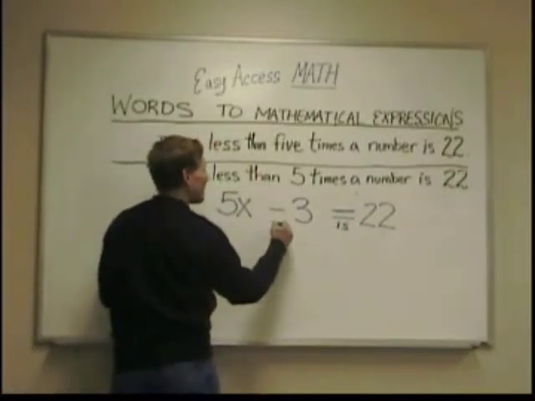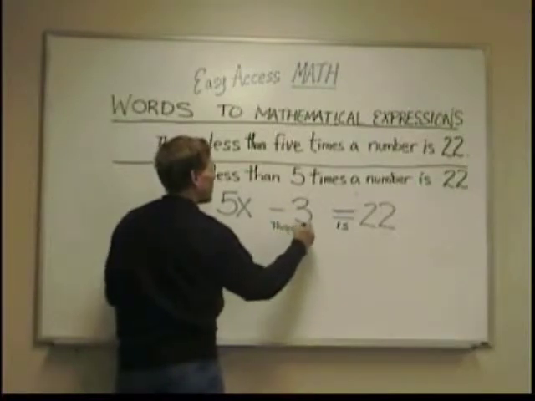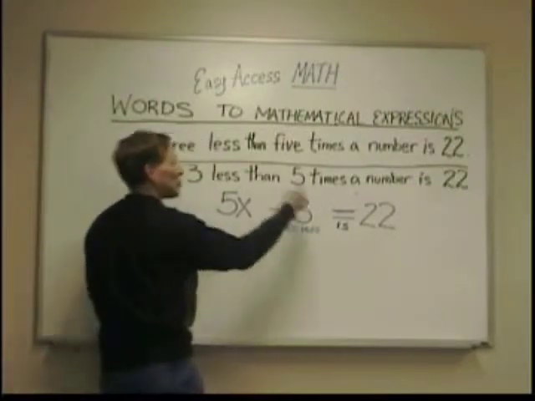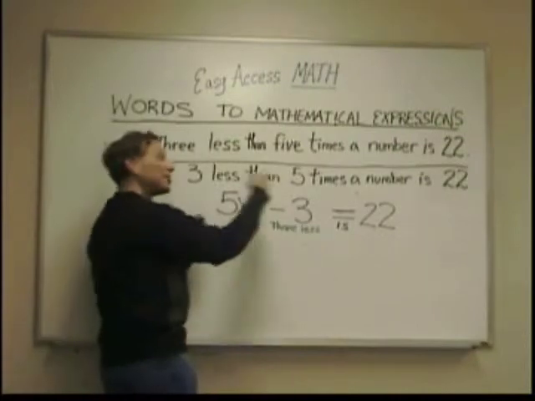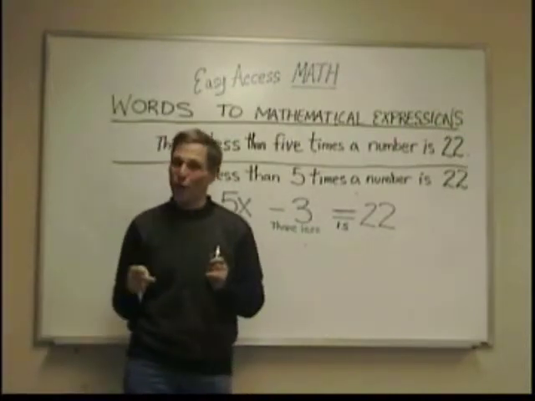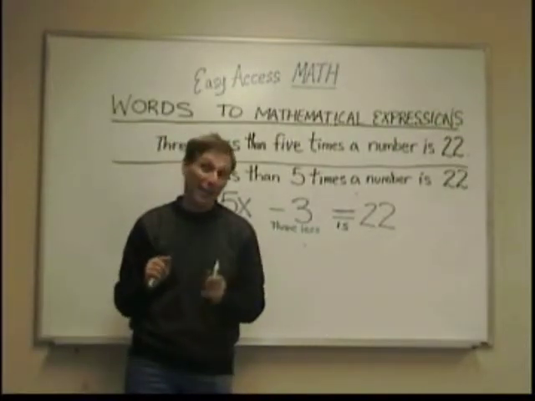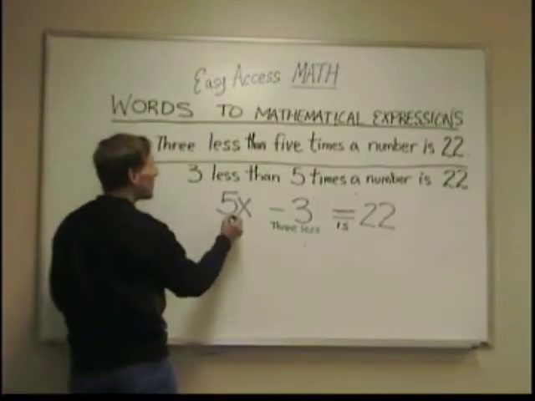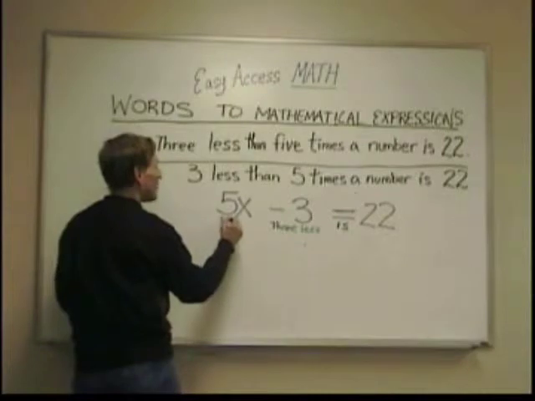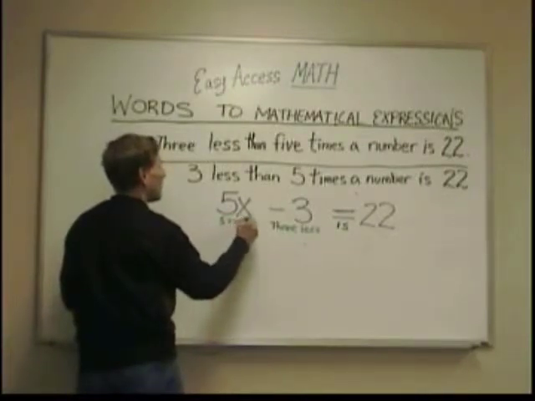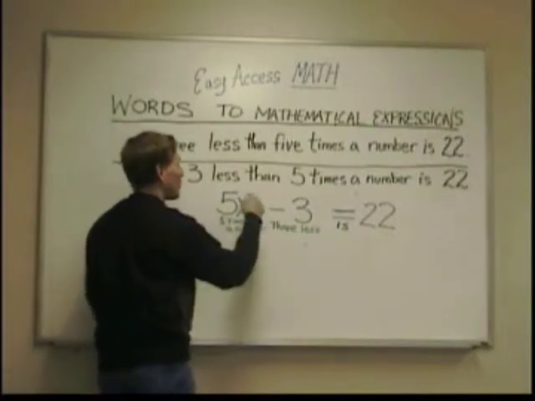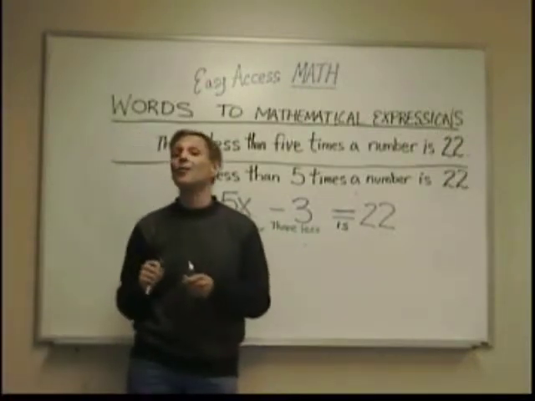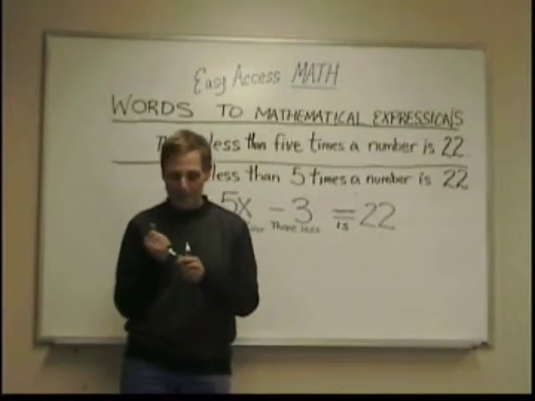The 3 less is actually minus 3. It's actually written in reverse when you're using numbers than it is when you're using words. And 5 times a number is 5 connected to the number. And we don't know this number, so we just leave it as x or your favorite letter.